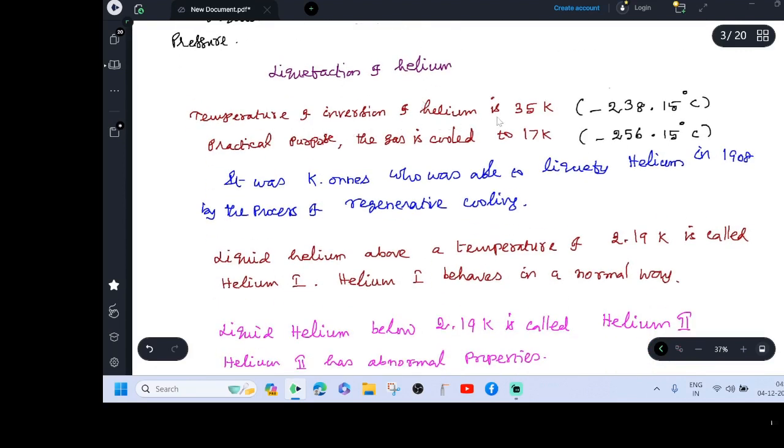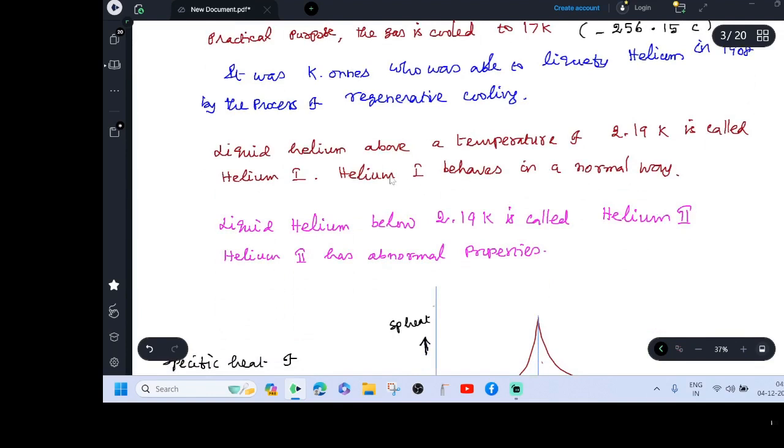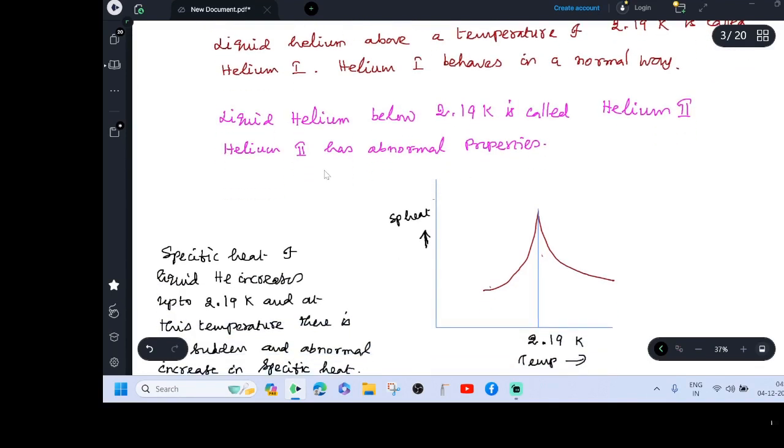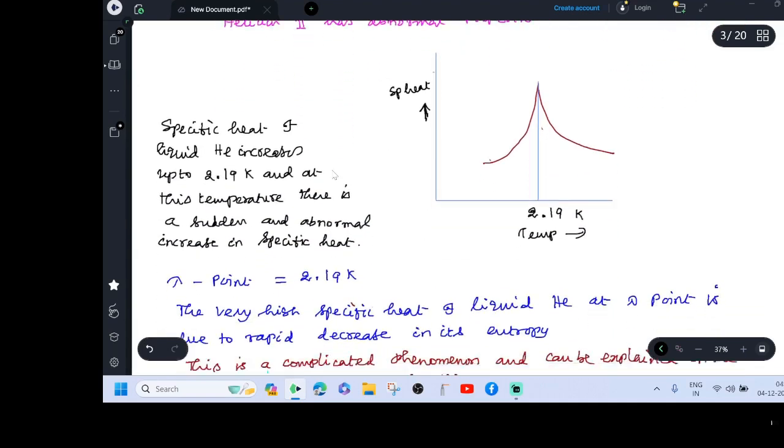The temperature of inversion of helium is 35 Kelvin, but for practical purposes the gas is cooled to 17 Kelvin. It was Kamerlingh Onnes who was able to liquefy helium in 1908 by the use of regenerative cooling. Liquid helium above a temperature of 2.19 K is called helium 1. Helium 1 behaves in a normal way. Liquid helium below 2.19 K is called helium 2. Helium 2 has abnormal properties.